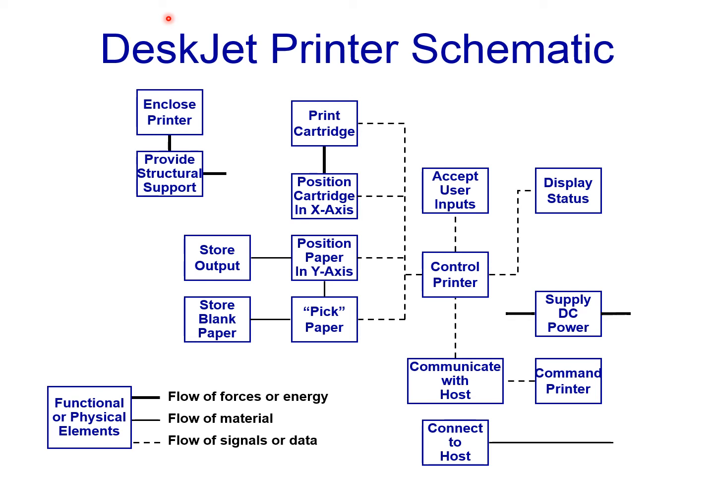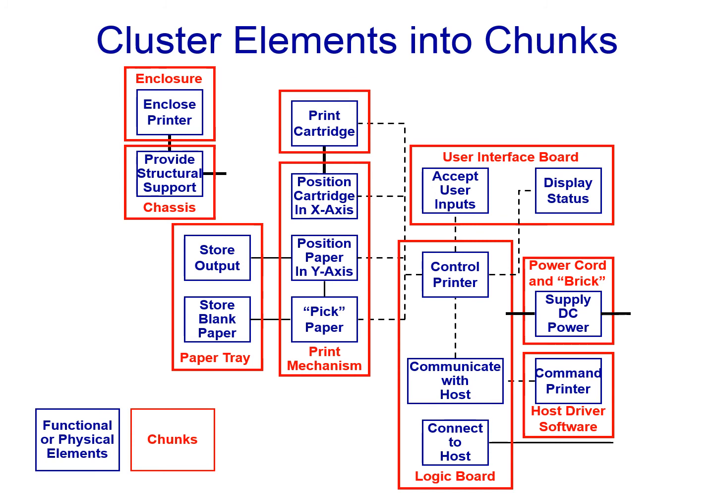So once we have this schematic laid out for the product, we need to do the clustering. The challenge in the second step is to assign each of the functional elements of the schematic to a chunk. One possible assignment of elements to chunks is shown here using 9 different chunks: 1, 2, 3, 4, 5, 6, 7, 8, and 9.